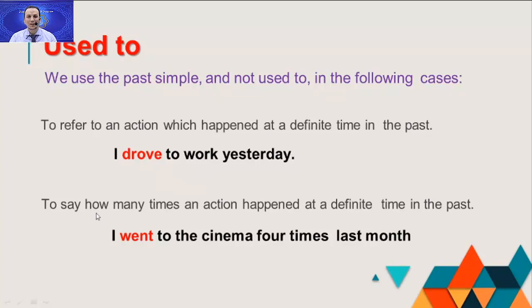Case number 2. To say how many times an action happened at a definite time in the past. The example: I went to the cinema 4 times last month. Here it's very clear. It's not perfect to say I used to go to the cinema. Why? Because here we mentioned the number of times, how many times, so we use past simple. Here it is better than using used to.